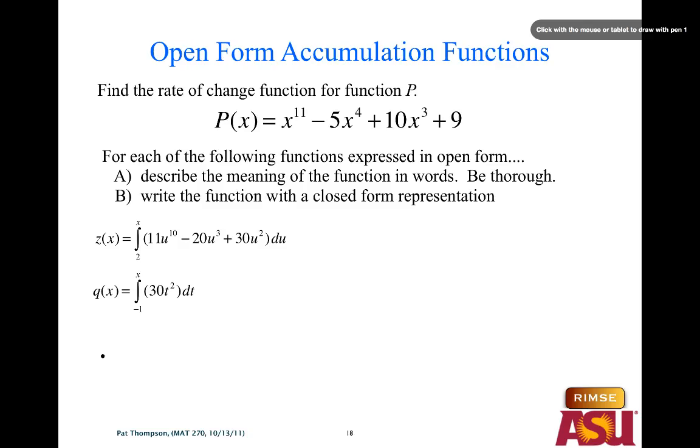Okay, let's see how we did. How about in the blue and black collared shirt right there? How'd you do? Okay, right. So it's a net accumulation starting at -1 to x when the rate is 30t squared. Okay, and now I want to write a closed form representation of that. I want that in closed form.